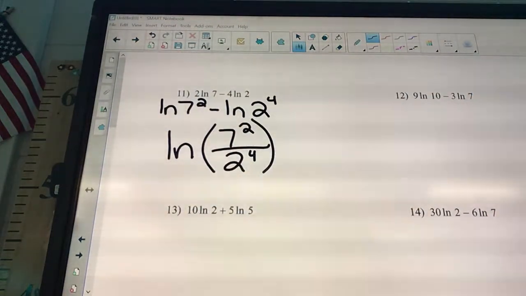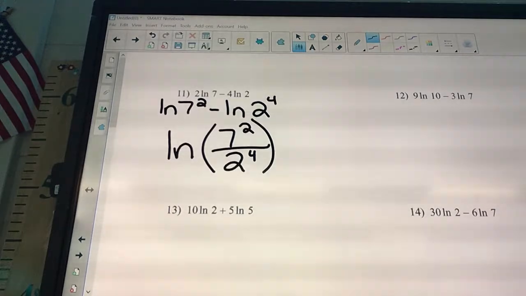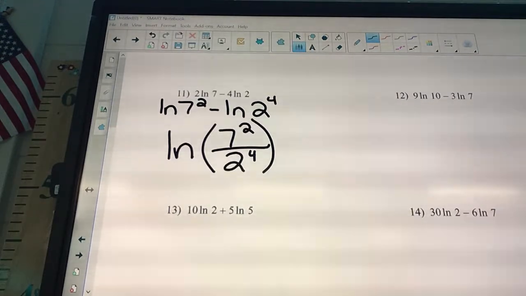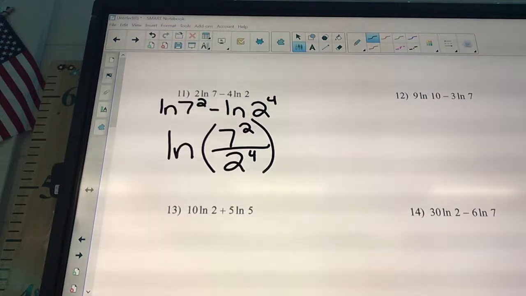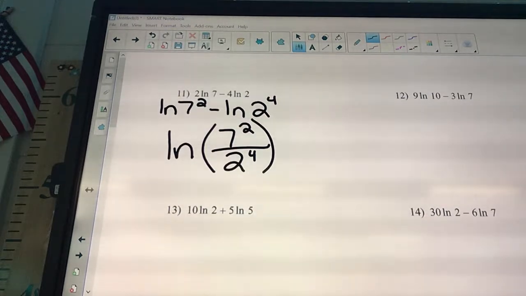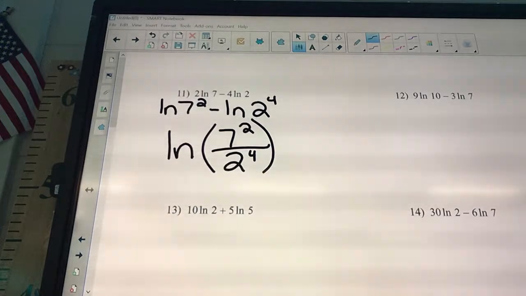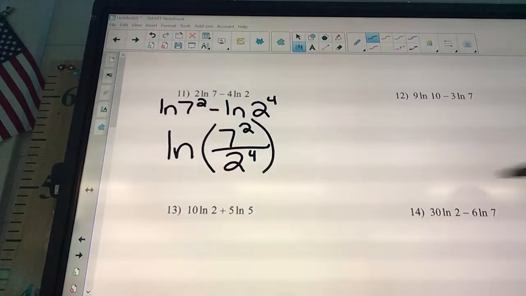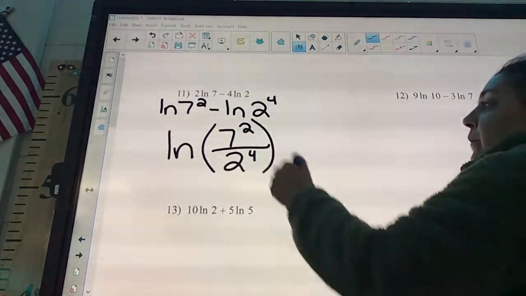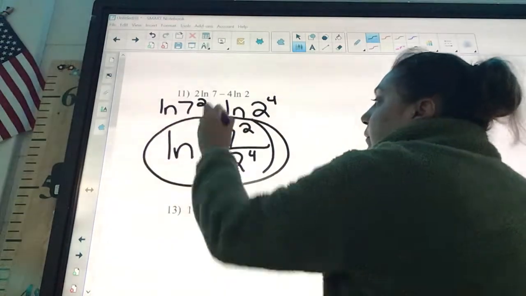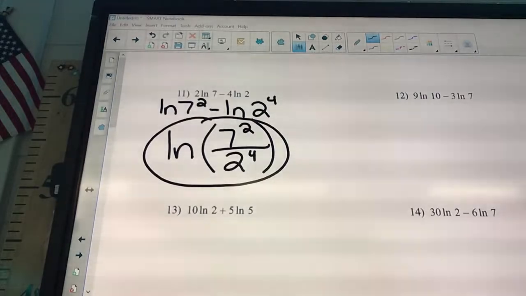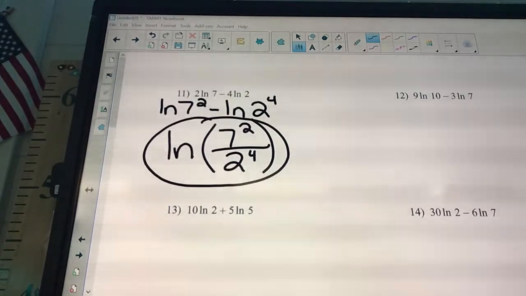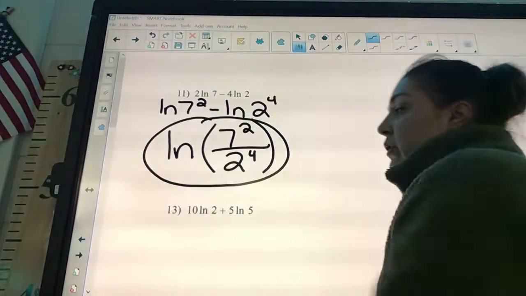Can we simplify that? No. Why not? We got a power with a power and a power with a power, so we do not simplify it. However, Ruby said, well, 7 squared is 49. It absolutely is, okay? But we're going to leave it like this because of these powers. We leave it just like this.